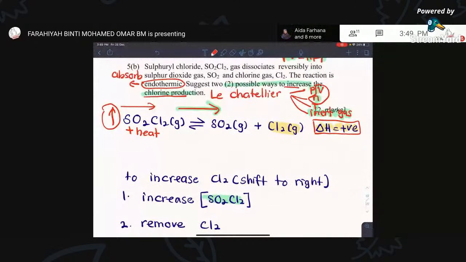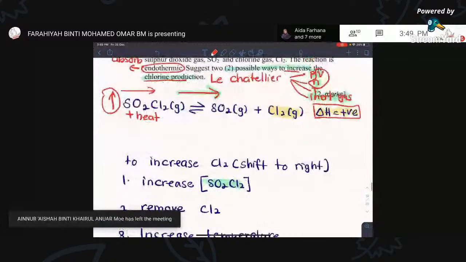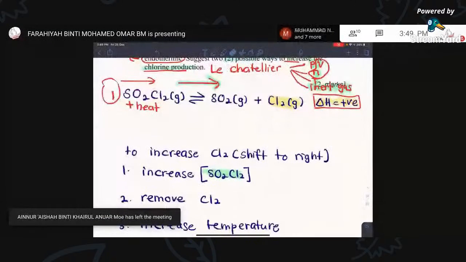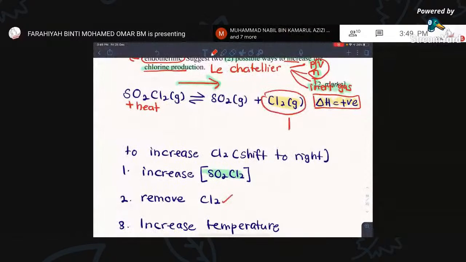Yang kedua pula, kalau kamu remove chlorine gas, apa yang berlaku di sini will be decreased. So, bila decrease, dia akan shift to the right untuk nak re-establish the equilibrium. Okay. So, it will be okay lah.